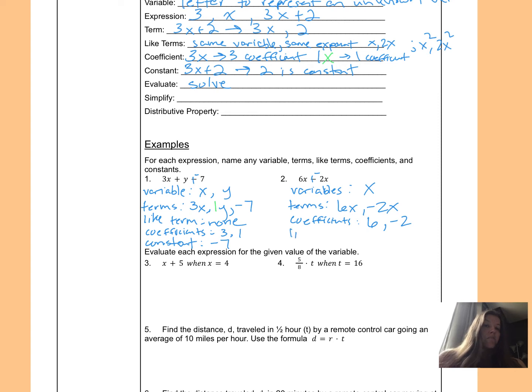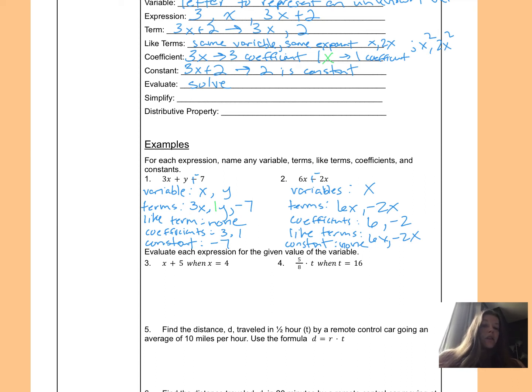And we missed like terms. Let's go back and look at like terms. We have 2 x's, and they both have no exponents, so the 6x and the negative 2x are our like terms. And then our last one is constant. There are no numbers by themselves, so there are no constants in this one.